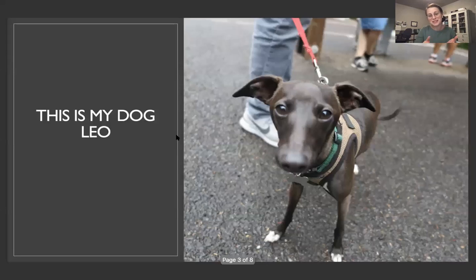I also want to share, this is my dog Leo. He's an Italian Greyhound, and I feel like a dog mom. Isn't he so adorable? Anyway, he's a great dog. And my parents have 2 other ones. Their names are Mona and Lisa.